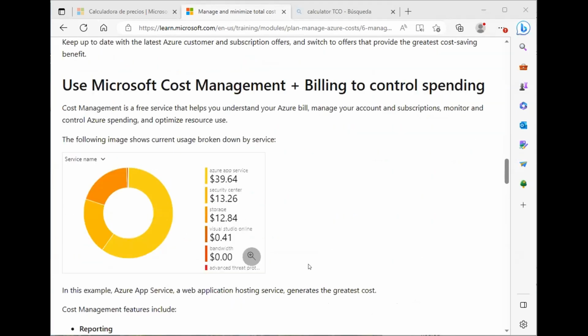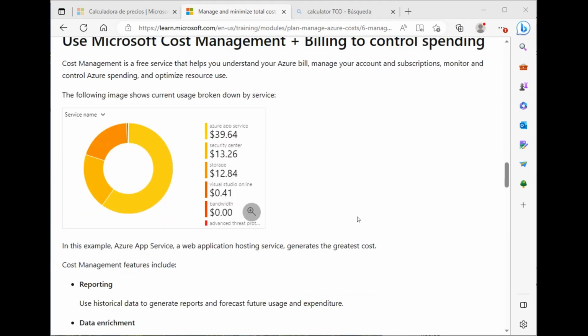Use Microsoft Cost Management plus billing to control spending. Cost management is a free service that helps you understand your Azure bill, manage your accounts and subscriptions, monitor and control Azure spending, and optimize resource use. The following image shows current usage broken down by service.